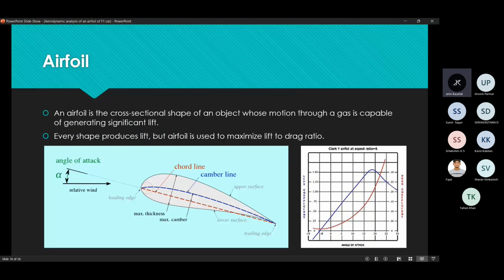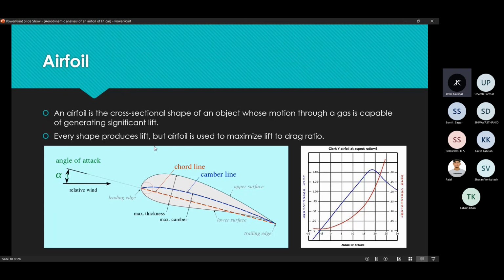So I was using this term very often, airfoil. What is an airfoil? An airfoil is the cross-sectional shape of an object whose motion through a gas is capable of generating significant lift. So an airfoil is the cross-sectional surface area of any object that can generate lift, that can stay in the air for a significant amount of time.